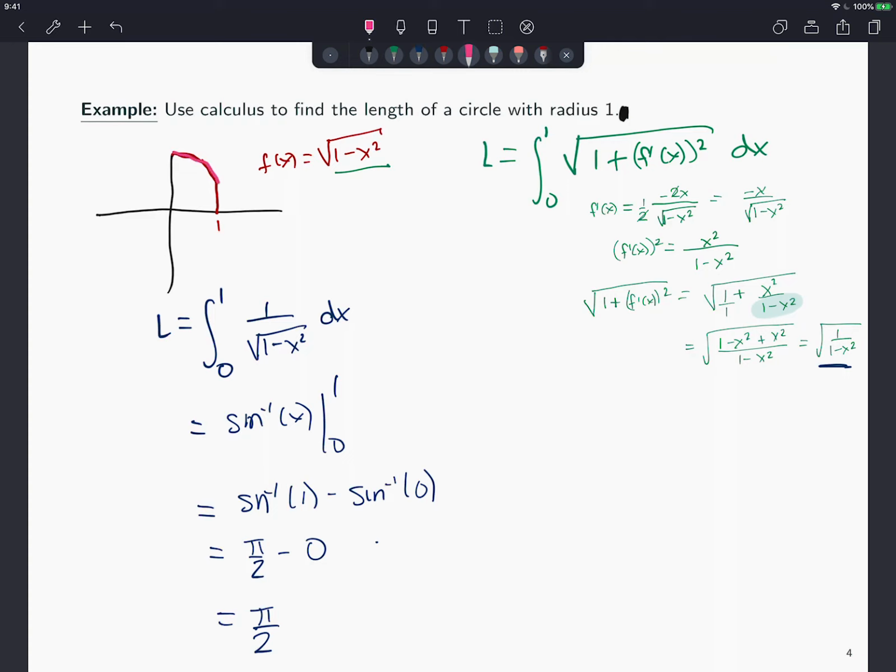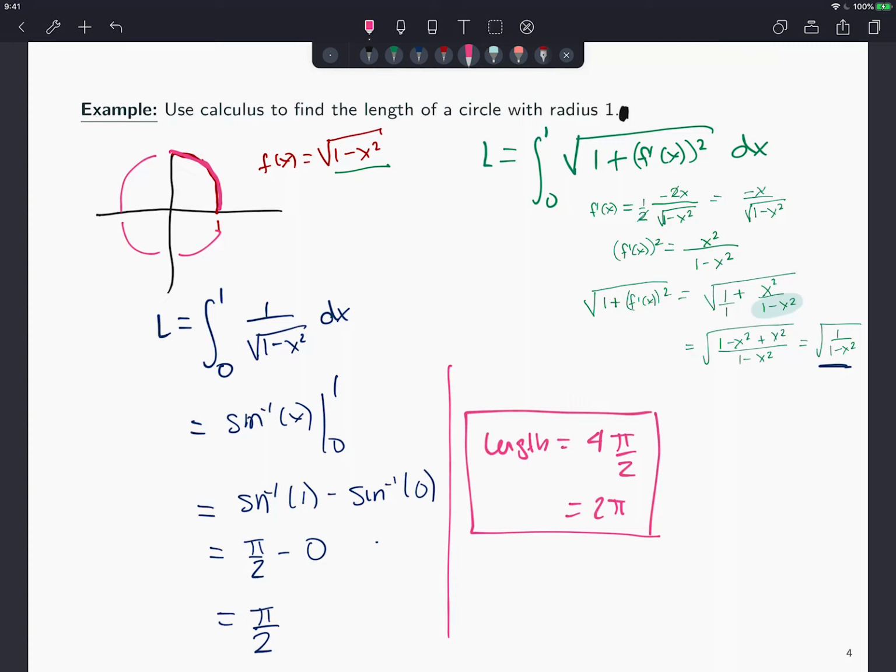And if I multiply that by 4, I get 2 pi, which is 2 pi r when r is 1. So the length equals 4 times pi over 2, which is 2 pi.